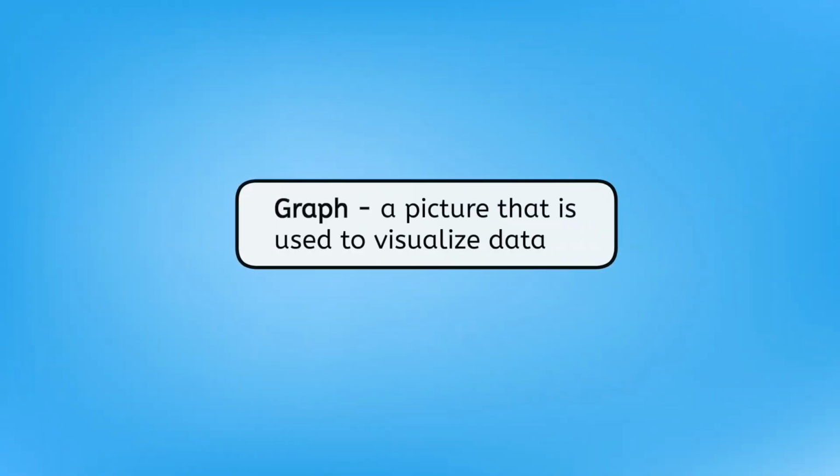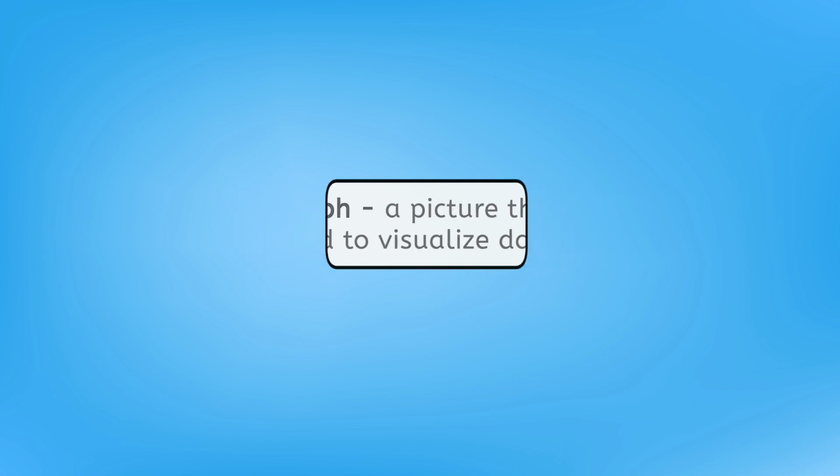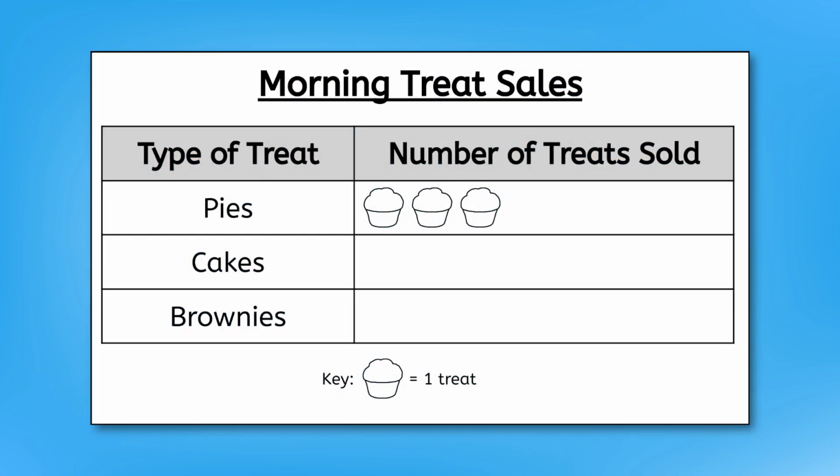A graph is a picture that's used to visualize data. It's a way of turning data into bars, lines, or other shapes to help us compare and notice patterns. Check out the graph Mia started making with our pie, cake, and brownie data. Notice it has a title, Morning Treat Sales, and a table with two columns. One column says type of treat, and the other column says number of treats sold.